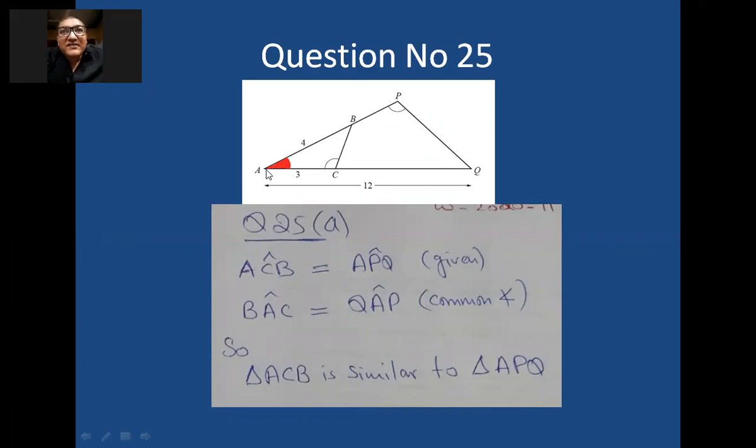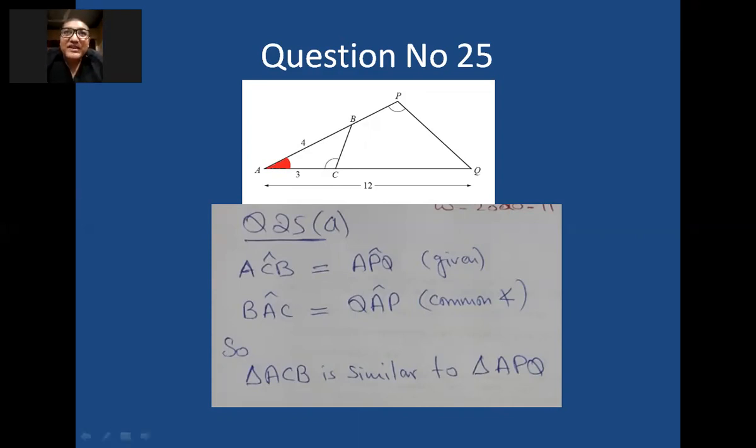So you see, the ACB angle in this small triangle and the APQ angle, they both are equal to each other. The reason is it's given in the question. Then the BAC angle in this smaller triangle and the QAP angle, they both are equal. I have marked it red. This red angle in the smaller triangle is also part of the bigger triangle. So that's the common angle.